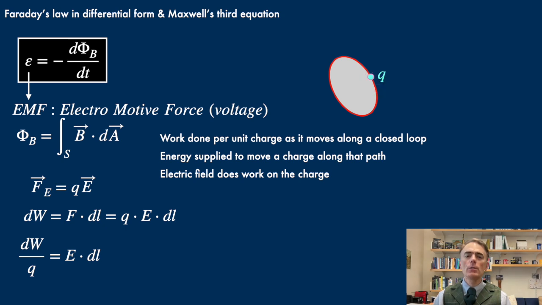Now, imagine moving the charge around a closed loop C. This total work per unit charge is obtained by summing the contributions of E dot dl over the entire loop. Mathematically, this is expressed as a line integral. Epsilon equals the closed integral of E dot dl. This equation defines the EMF. It tells us that the EMF is the cumulative effect of the electric field along a closed path.